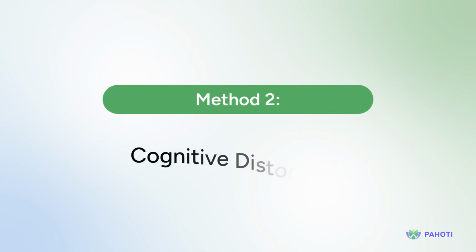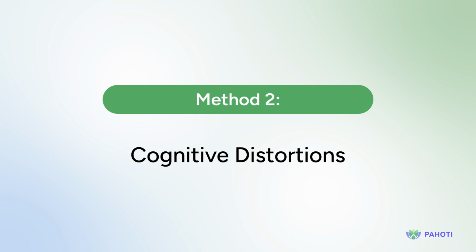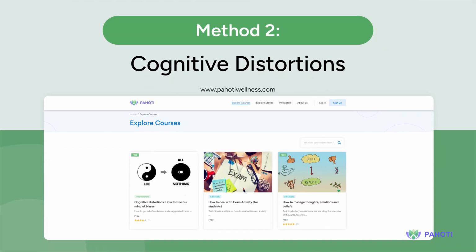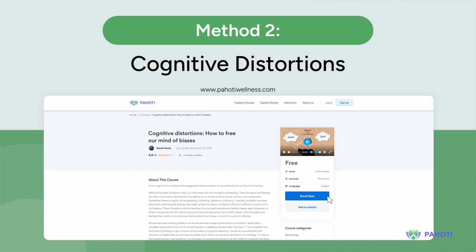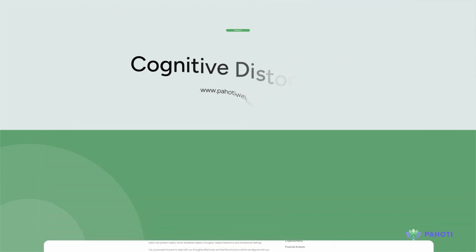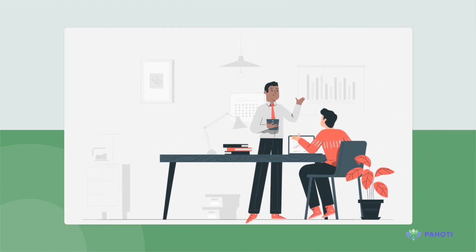Method 2. Cognitive distortions. Learn from the lessons of the course on cognitive distortions about how to identify distortions and work on them by developing truthful and whole thinking. Now let us learn from an example and exercise. Let's think of an office scenario.